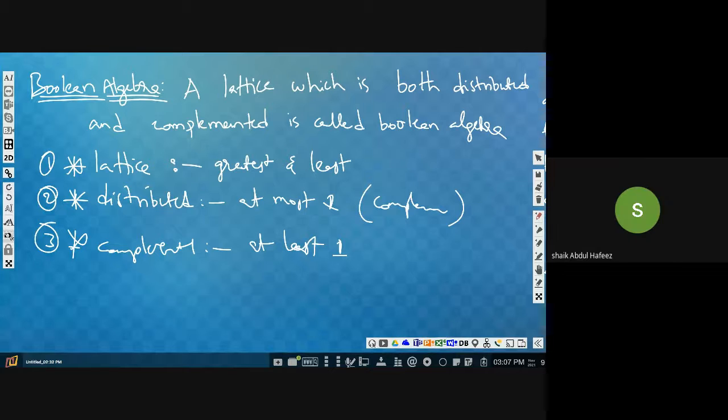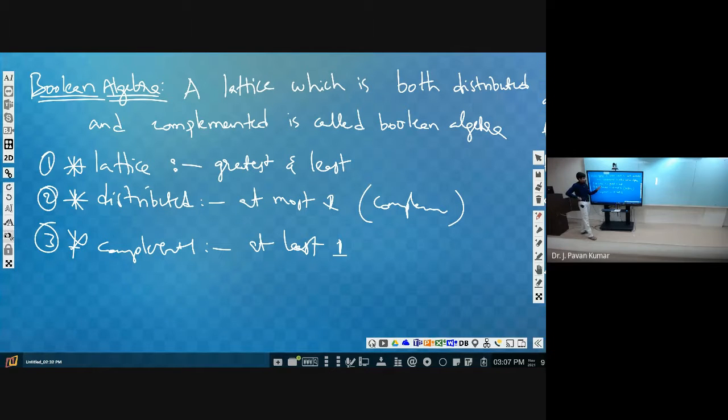Yes, sir. Now, if a relation is given to you, like R is equal to 1 comma 1, 1 comma 2, some tuples I have given to you, can you say whether it is a Boolean algebra or not? Just try to guess how we can find whether it is a Boolean algebra or not.